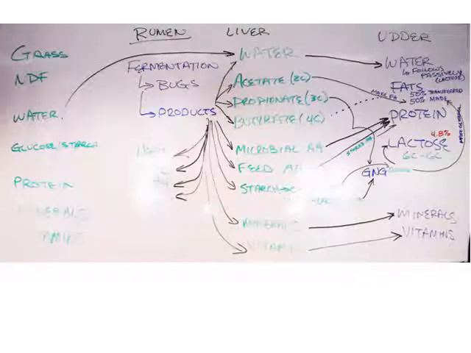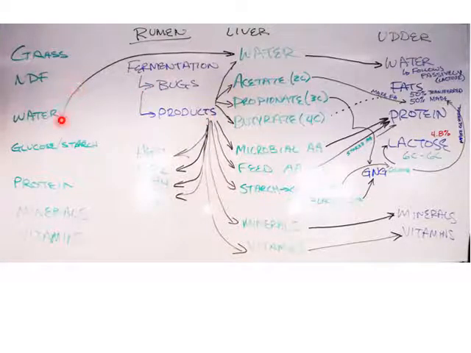So this is the diagram we presented on Tuesday. This is kind of the abbreviated version. So here's what's in our grass. We've got neutral detergent fiber, carbohydrate, water, glucose and starch, protein, minerals, vitamins. They're all going to go in the rumen. There's a fermentation going on there. What comes out of the fermentation is bugs, and then we've got products.